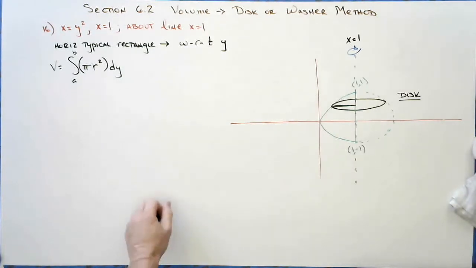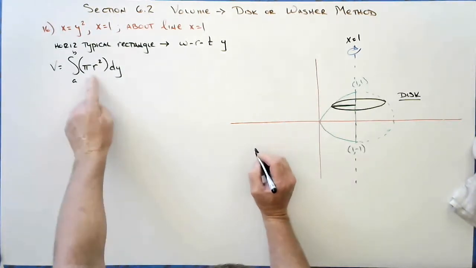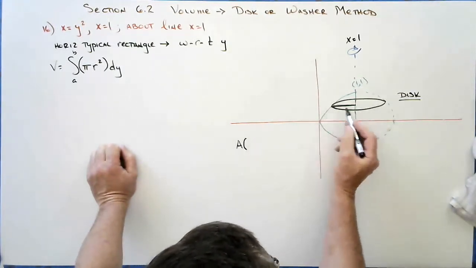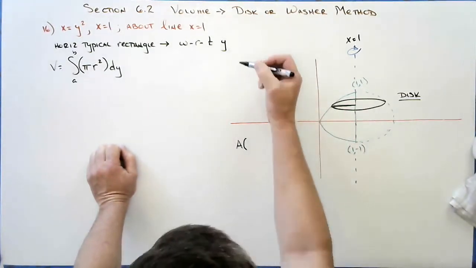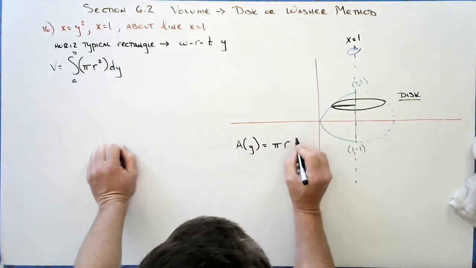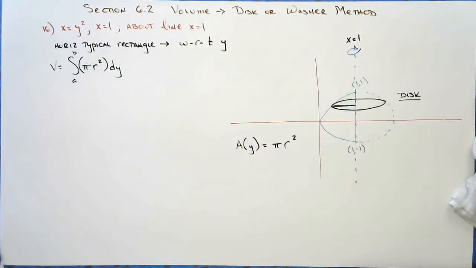Now, once again, we're going to have to find the area function, right? Pi r squared is our area function. Because it's horizontal, we're going to integrate with respect to y, so I'm going to write a y here. My area is going to be pi r squared. I don't need an r sub o or an r sub i because I just have one radius. When I get disks, just one radius. I don't have a hole in the middle of this. It's not a washer.